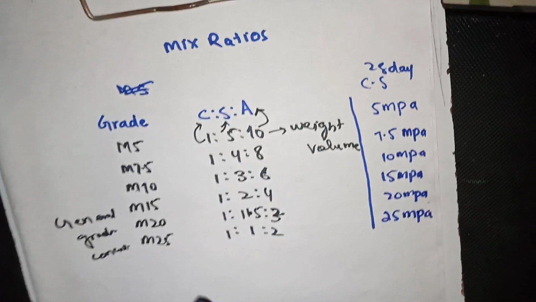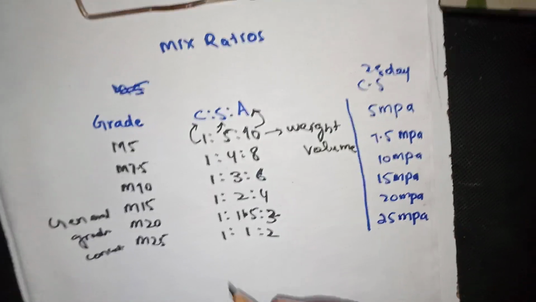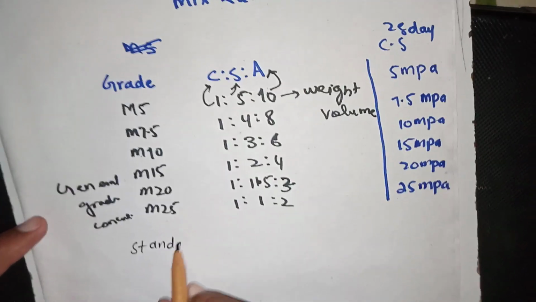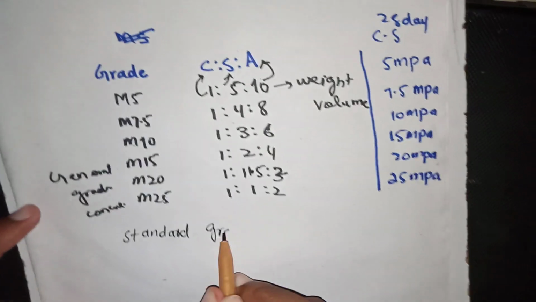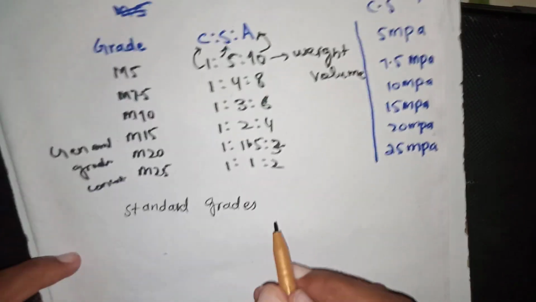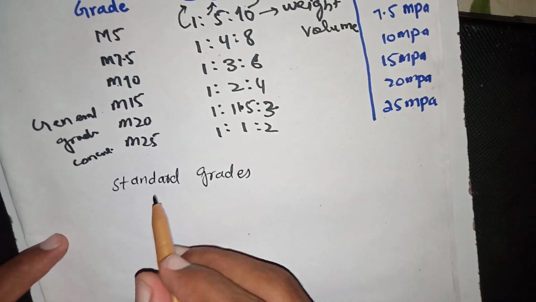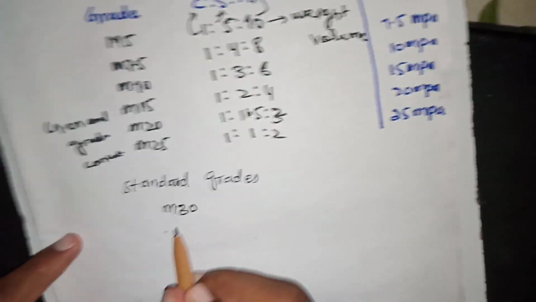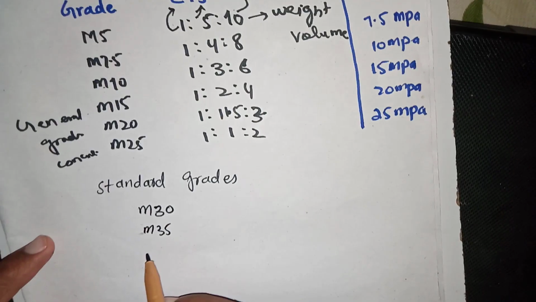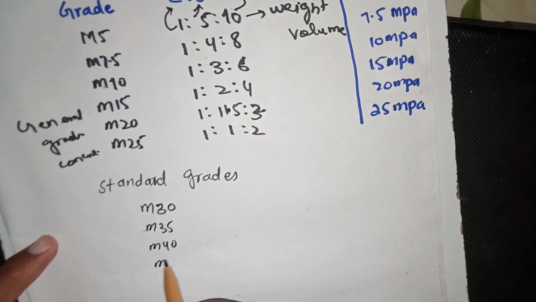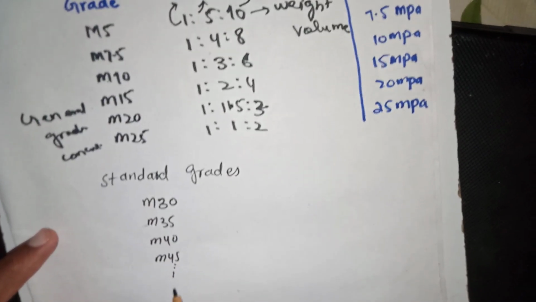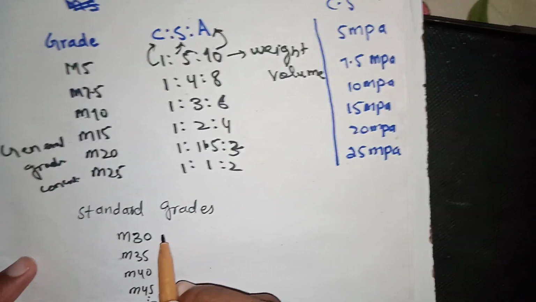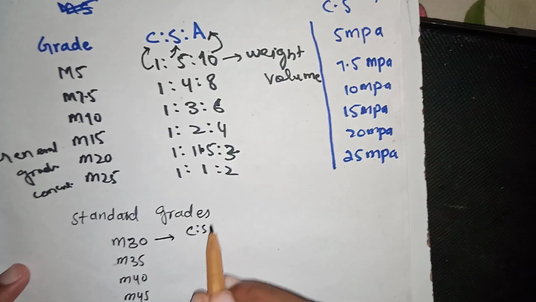Now we have other grades of concrete which are called standard grades of concrete. What are they called? Standard grades. They are of high strength, which starts from M25 basically. Here I write M30, M35, M40, M45, similarly up to M70. So what are their CSA ratios?